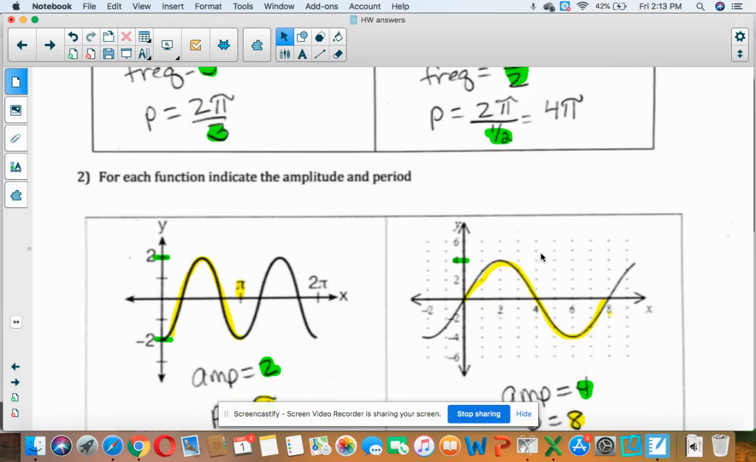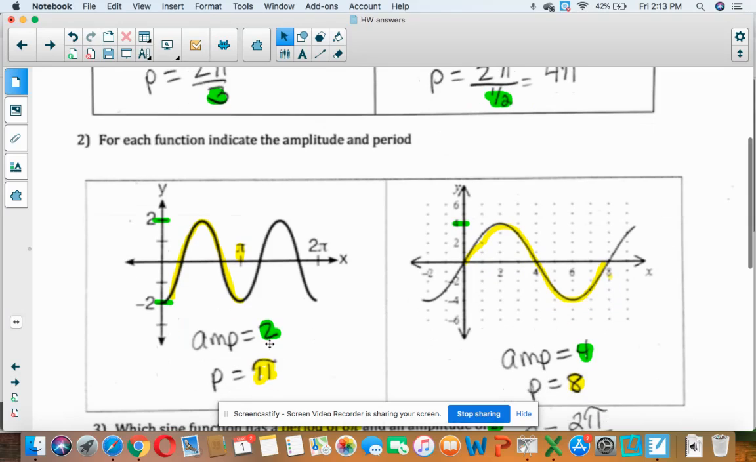Now I'm going to be looking at a graph to find the amplitude and the period. So the amplitude is the height. You can see I highlighted that in green right there. So my height is 2. And my period is pi. Now, how do I know that? Because I'm starting right here, okay?